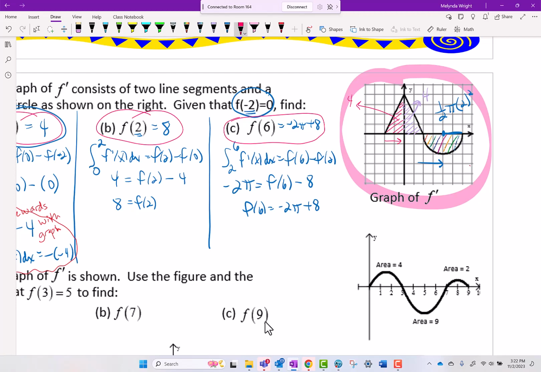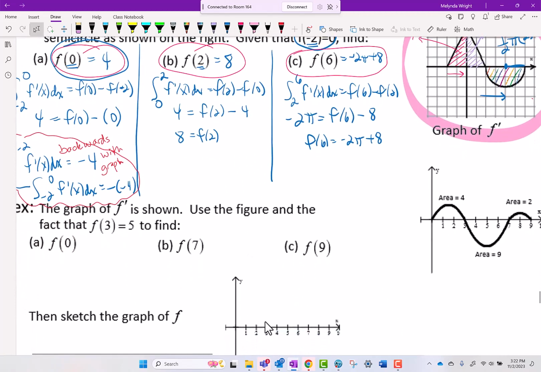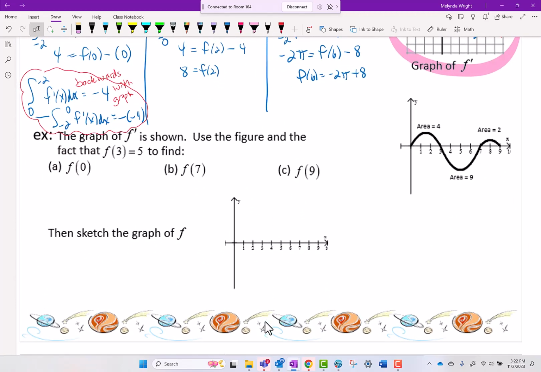All right, so let's take a look at our next problem. Another graph. So we've got some experience with graphs now. Notice how they just tell us what the area of each of those little spots is. Notice how they're not giving us a sign. Why do you think they're not giving us signs? I mean, they don't know whether we're going to integrate forward or backwards, do they? No. So we don't know. It depends on which way we're integrating, whether it's going to be positive or negative.